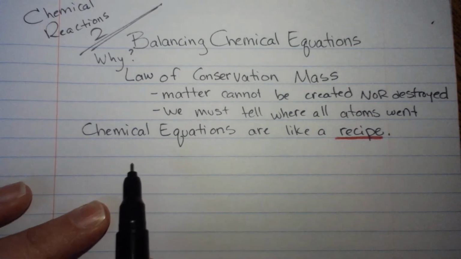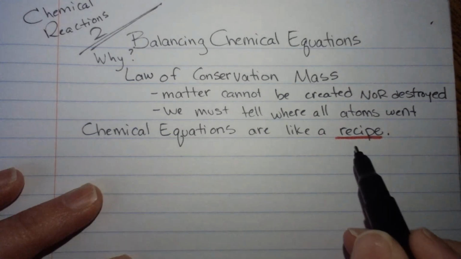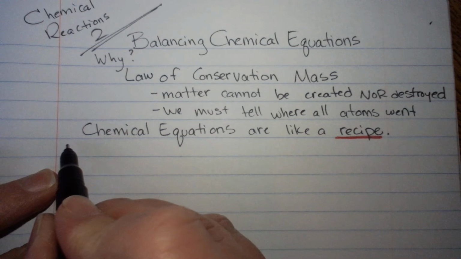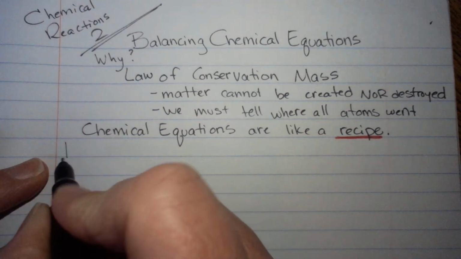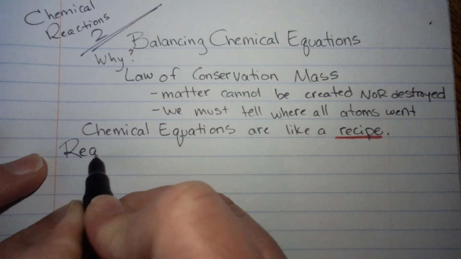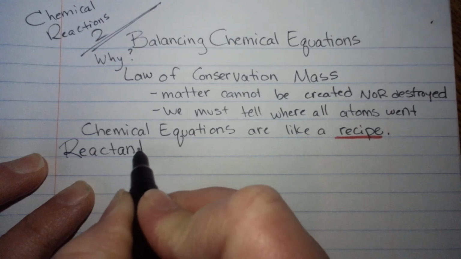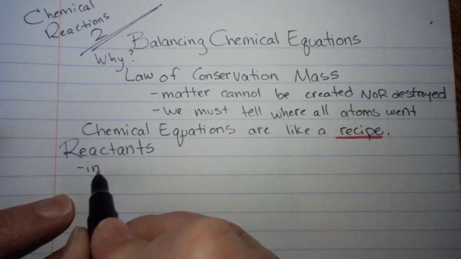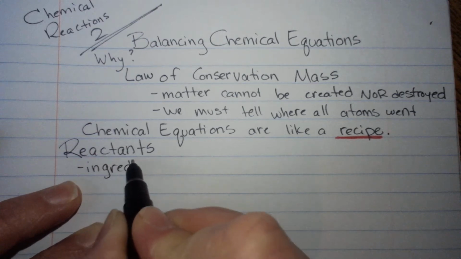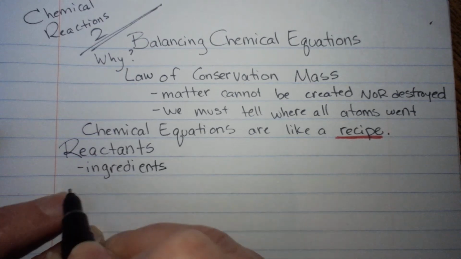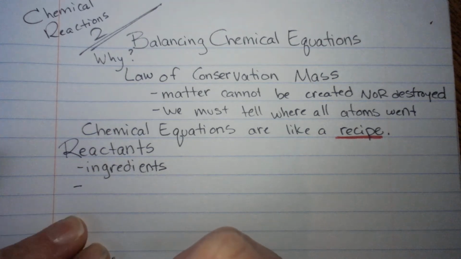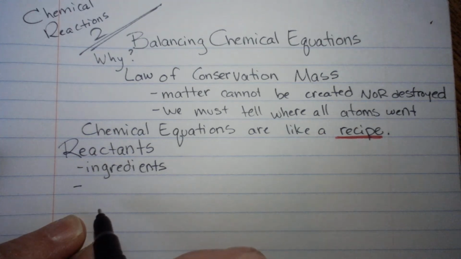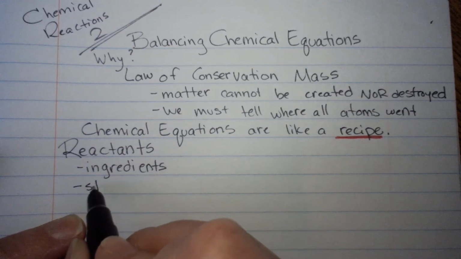So, it's like a recipe, there's ingredients. So, when we look at our chemical equations, we have reactants. And those are kind of like your ingredients. That's what comes in. Okay? That is what you start with, what is changed.